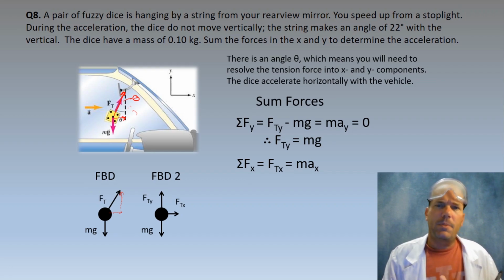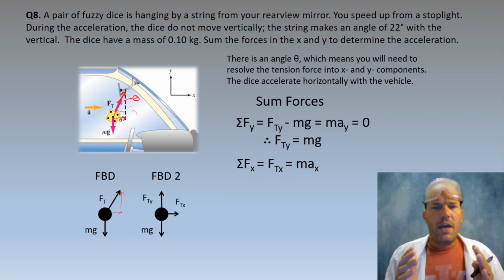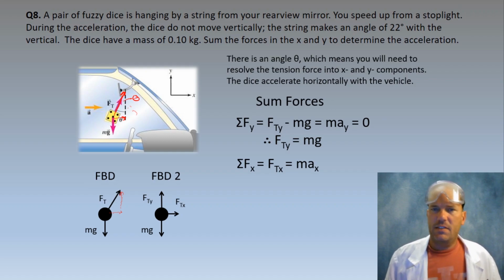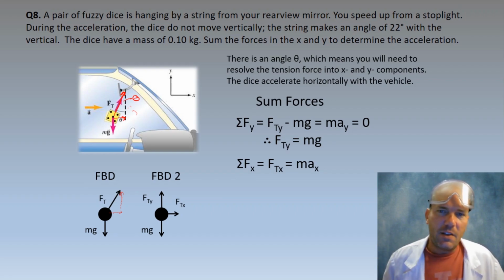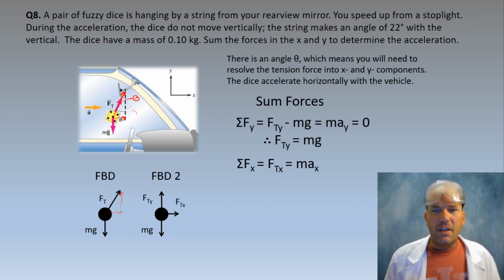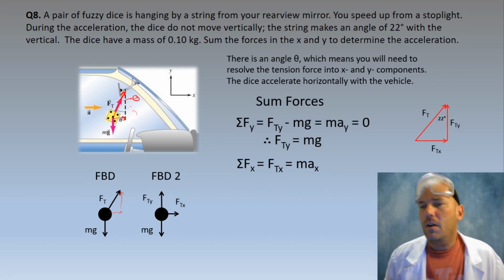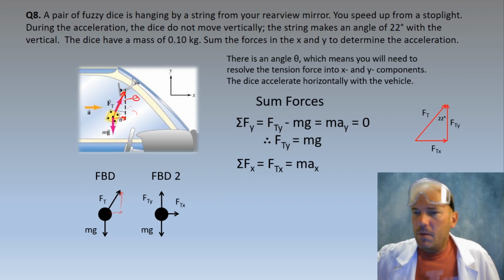Let's look at the horizontal piece now. So we have the force of tension in the X, and nothing else is exerting a force horizontally on the dice. And so the force of tension in the X is equal to the mass times the acceleration in the X. It's the acceleration in the X that we're trying to find. So now we have two equations that we're working with. All right, so again, if we look at our geometry here, we're going to be using trig. And in this case, our angle is from the vertical.